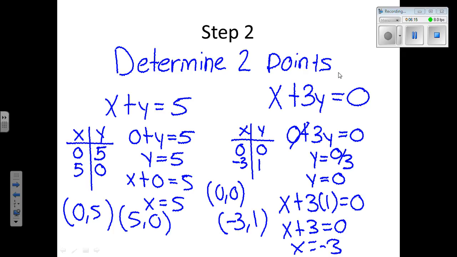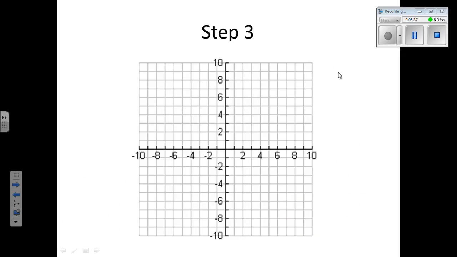And I did the same thing for the x plus 3y equals 0. So I started off with x being 0, which means since I can't divide by 0, my y ends up being 0 as well. Therefore, I knew that if I would make y 0, then my x would also be 0. So I chose to make y 1, which makes my x negative 3. So my step 3 is I'm going to graph my points. I'm going to make the x plus y equals 5 one blue.